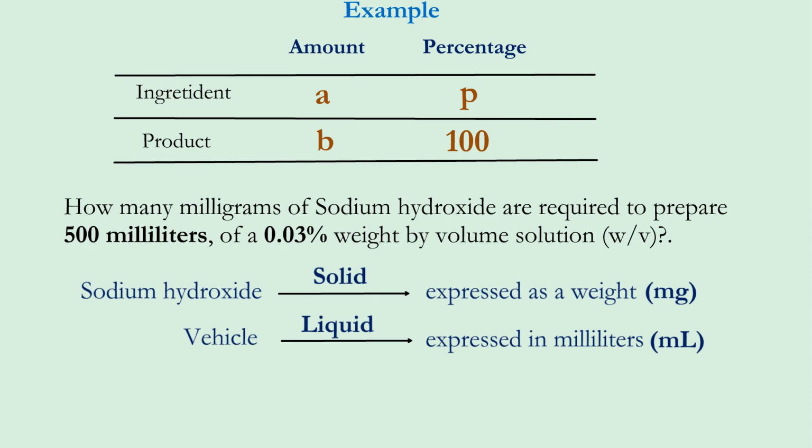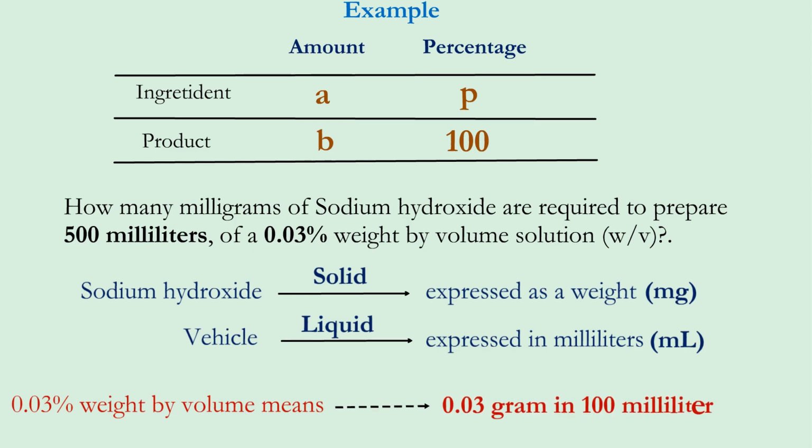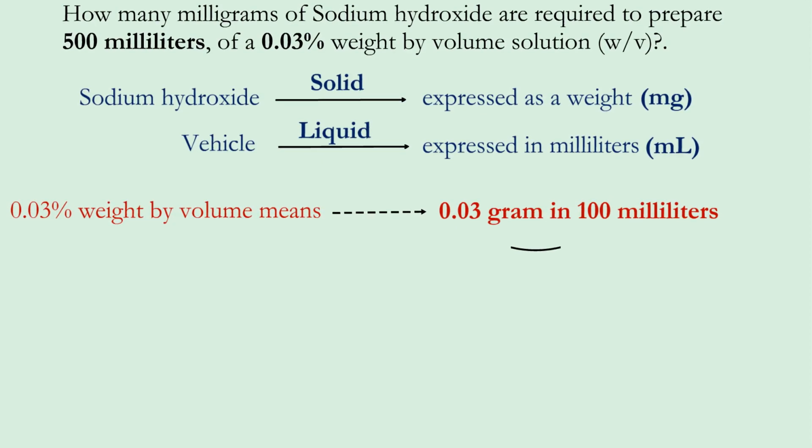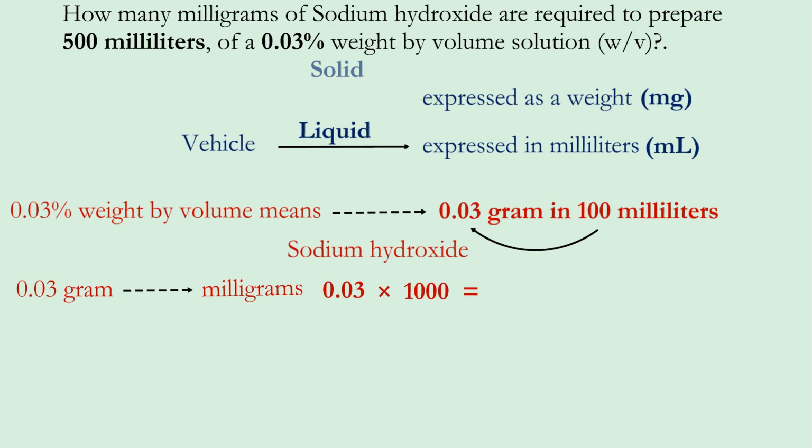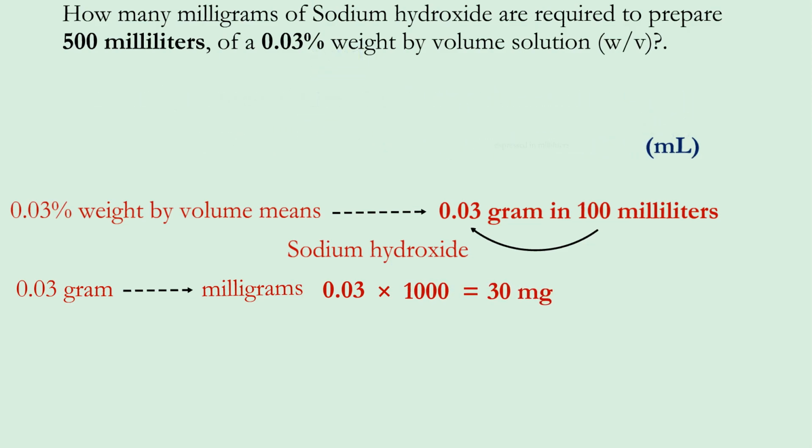By convention, 0.03% weight by volume means 0.03 gram in 100 milliliters. So, each 100 milliliters contains 0.03 gram of sodium hydroxide. For converting 0.03 gram to milligrams, we have to just multiply it by 1000. So, we will get 30 milligrams.